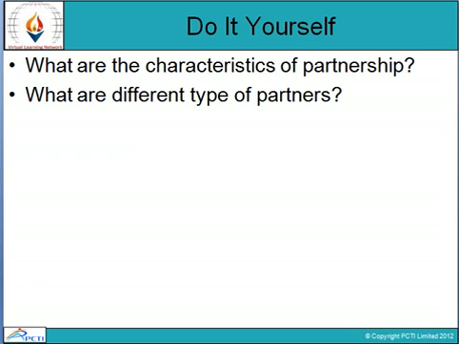Now there are some questions on the basis of this session. First one is, what are the characteristics of partnership? Partnership के क्या characteristics होते हैं? And last one is, what are different types of partners? Different types of partners को explain कीजिए और कौन कौन से होते हैं.